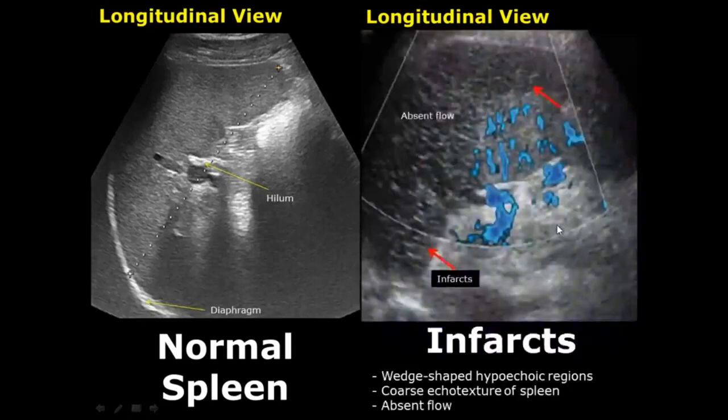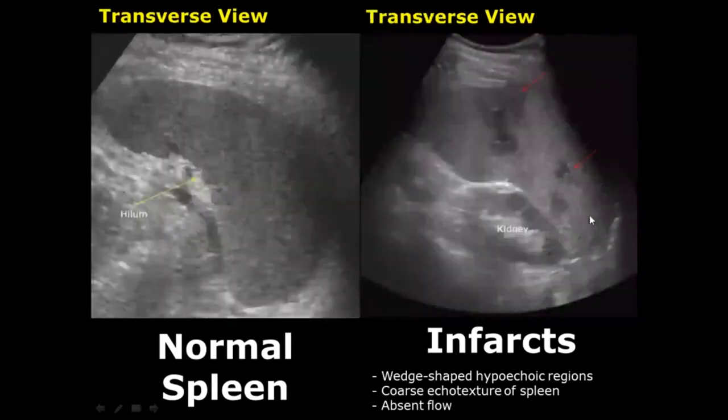Splenic infarcts appear as wedge-shaped lesions and also give a coarse echo texture of the spleen. And when we apply Doppler, there will be absence of flow due to infarction. Here you can see splenic infarcts appearing as wedge-shaped regions inside the spleen.